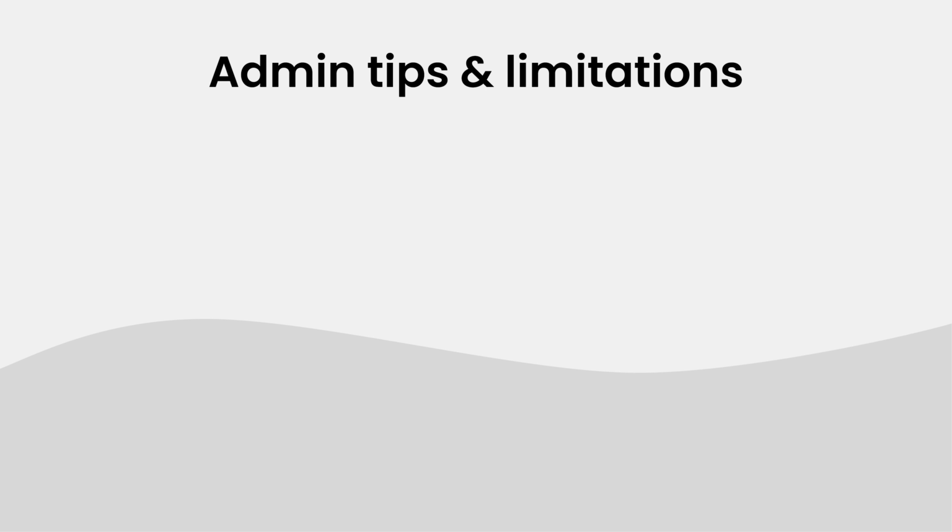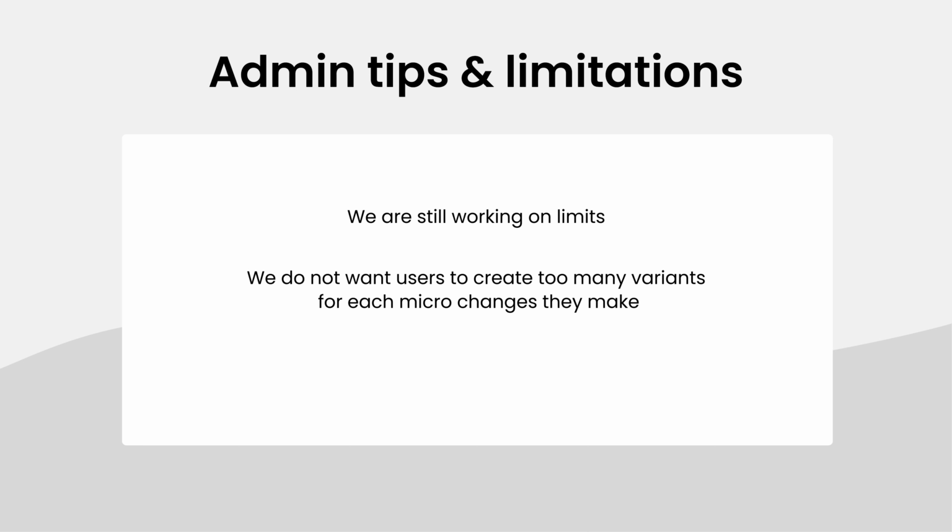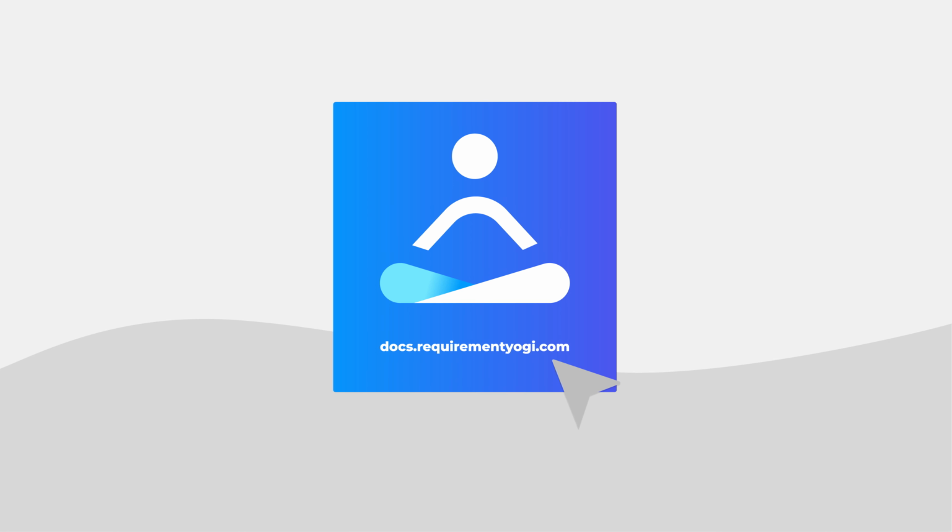Before the end of this video, please note that we are still working on limits related to variants. We do not want people to duplicate their pages and create a variant for each version of their specifications. Therefore, for the moment, we have designed the system so that you can comfortably work with a current version and up to 4 parallel branches. Please look at the limits provided by the software to understand what are the possibilities.